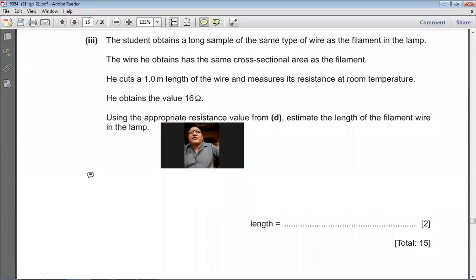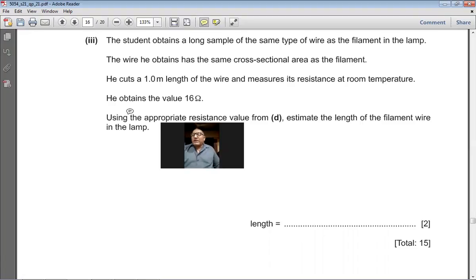Okay, the last part is coming up. The student obtains a long sample of the same type of wire as the filament in the lab. The wire he obtains has the same cross-sectional area as the filament. He cuts a 1 meter length of the wire and measures its resistance at room temperature. He obtains the value 16 ohm. Using the appropriate resistance value from part D, estimate the length of the filament wire in the lab. It's a very simple question on length and resistance, and they are directly proportional to each other.